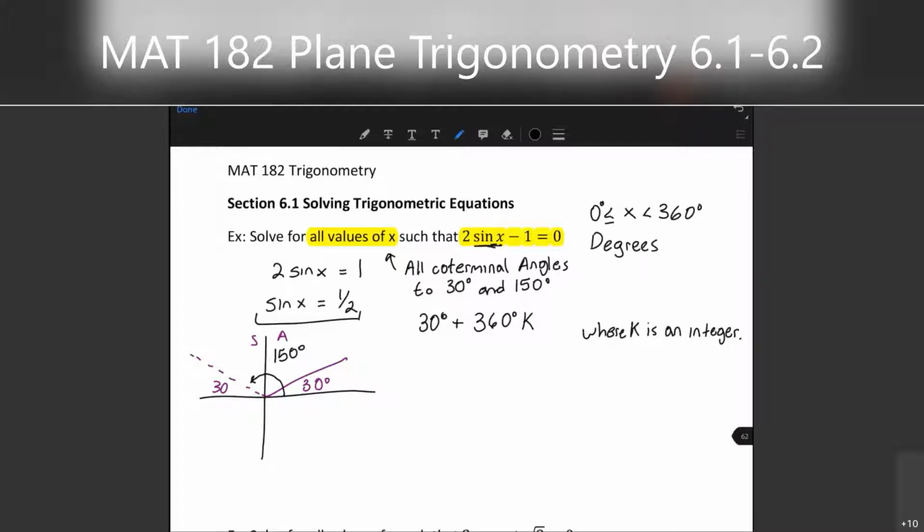And then a second set of solutions would be 150 plus 360 times k, again where k is an integer. So that would be the set of all possible solutions for this equation.